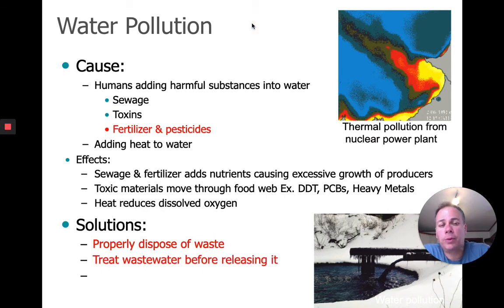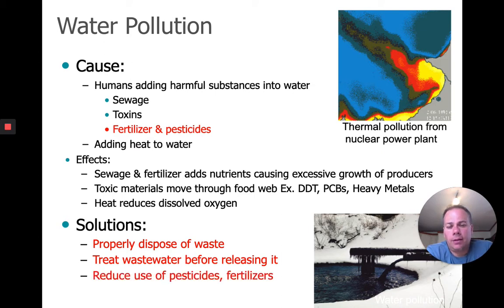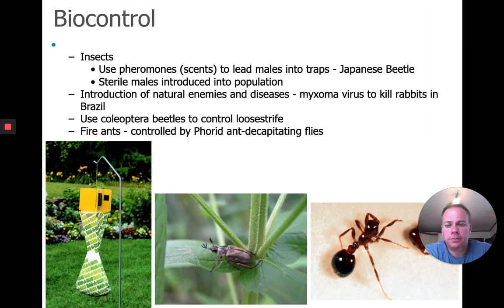To help reduce this problem, we have to control the sources of this pollution. We have to treat wastewater before it's released into the ecosystem. We need to dispose of waste properly. We need to use pesticides and herbicides and fertilizers intelligently so that we're not adding excess to the ecosystem. And those are ways that water pollution can be improved.